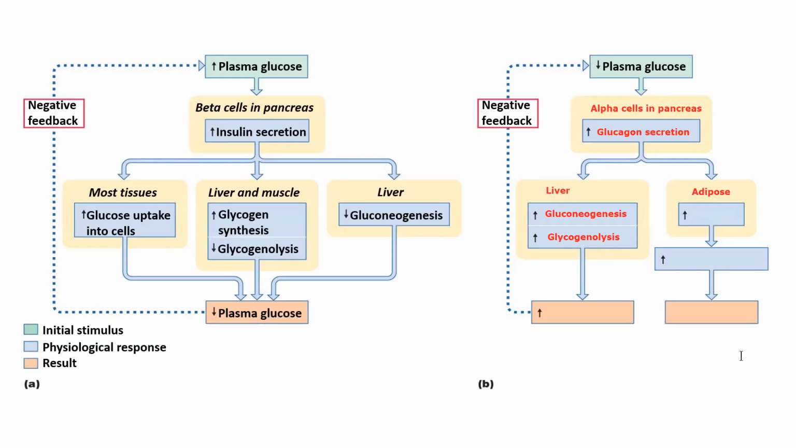And then in the adipose tissue, we are going to increase lipolysis, which is breaking down fats to liberate energy. And we break those down to fatty acids. So breaking down fats increases our fatty acids. And these two things are going to result in an increase in our plasma glucose, in terms of the processes that take place in the liver.